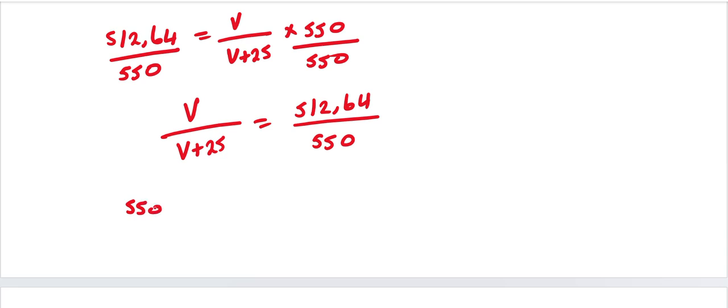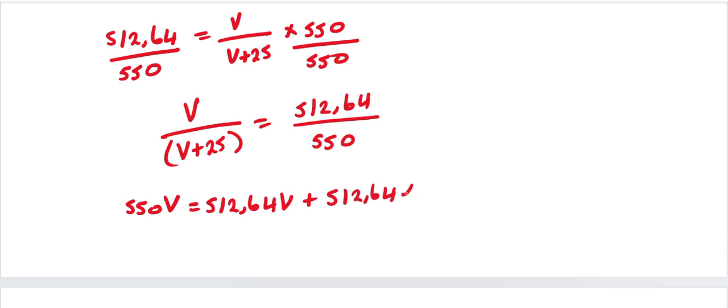When we cross multiply, we say V multiplied by 550 is 550V. Then we put a bracket, and this one multiplied by this here will be 512.64V. Then 25 multiplied by this, we say plus 512.64 multiplied by 25. As I've said, I don't like punching a calculator. I will punch a calculator at the final answer. Then we take this 512.64 to the other side, and it will be negative. When I say 550 minus 512.64, we will get 37.